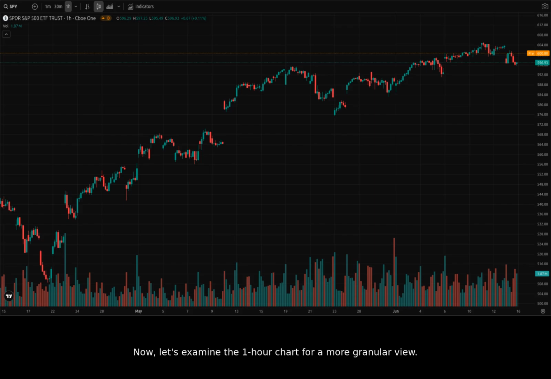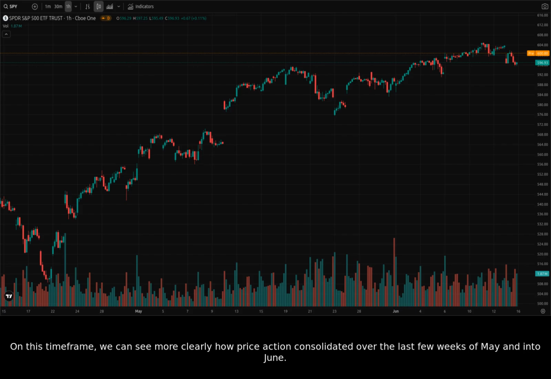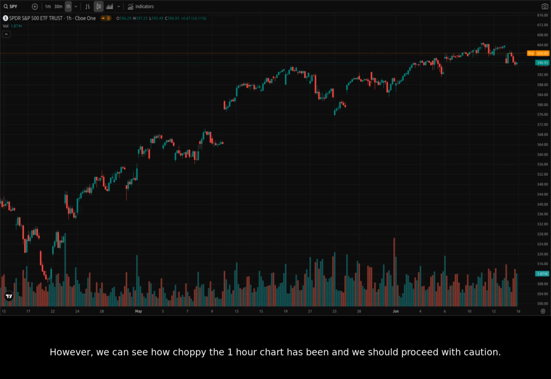Now, let's examine the 1-hour chart for a more granular view. On this time frame, we can see more clearly how price action consolidated over the last few weeks of May and into June. However, we can see how choppy the 1-hour chart has been, and we should proceed with caution.